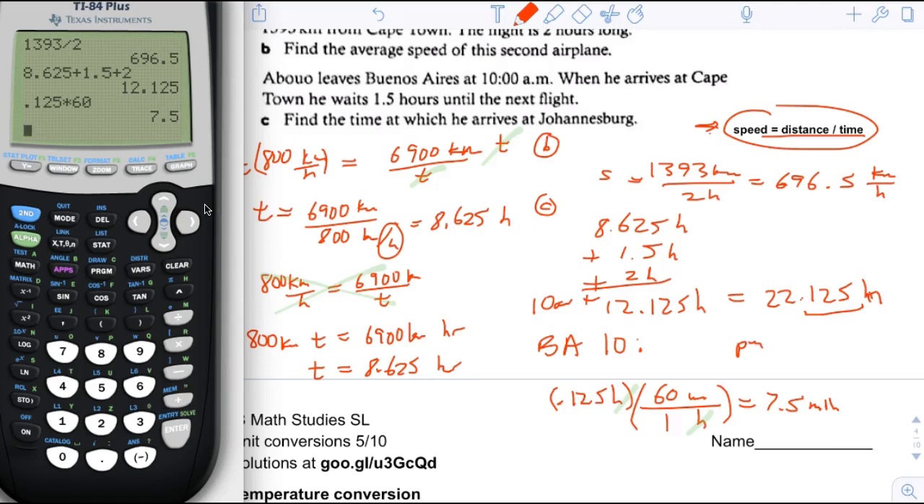So it would be 10:07 and 30 seconds p.m. And that's in Buenos Aires time. Luckily, they didn't say that we have to give it in Johannesburg time. Otherwise, we'd need to do a time conversion there. So I think that this answer is okay for Buenos Aires time, okay? And that's it for this page.